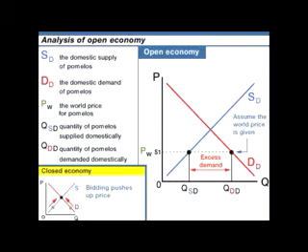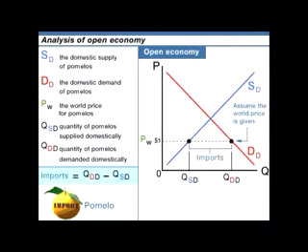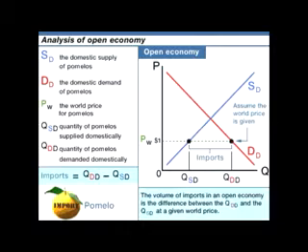How do they do it? They import the difference between the domestic demand and the domestic supply. The difference between these 2 points represents the quantity of pomelos that are imported in equilibrium. In the international trade equilibrium, we don't determine the price. The price is given from outside. What we do determine is the difference between the quantity supplied domestically and the quantity demanded domestically. That is, the volume of imports. And the volume of imports will depend on domestic supply, domestic demand, and the world price.